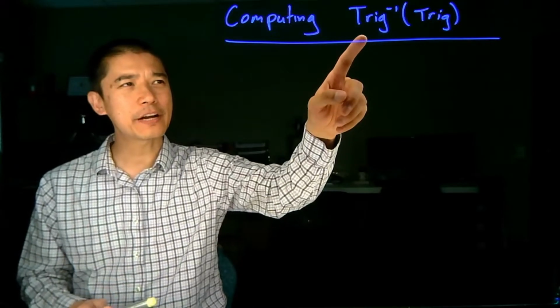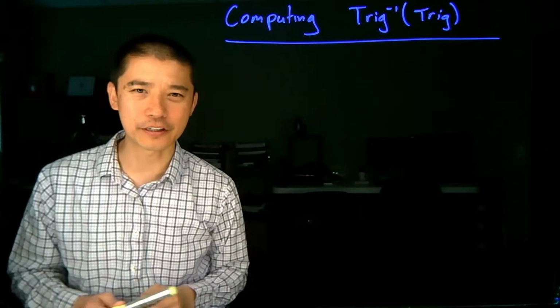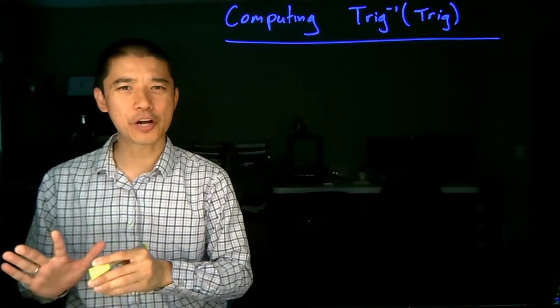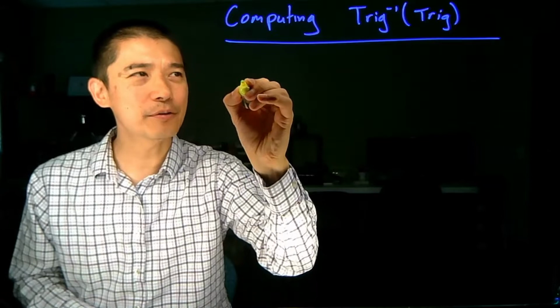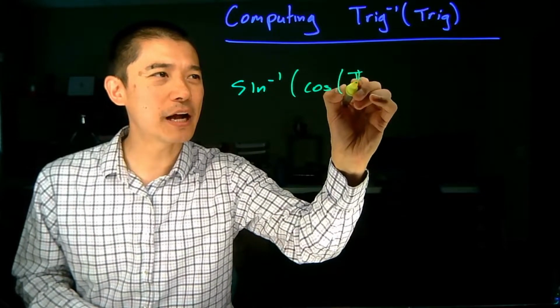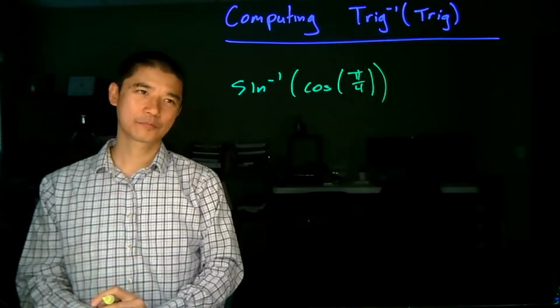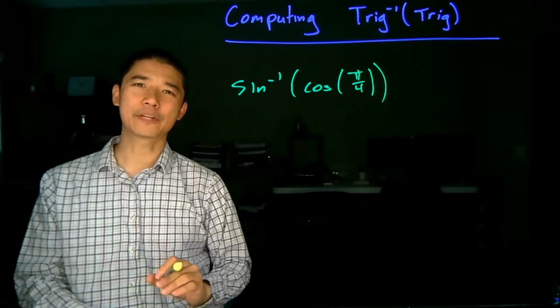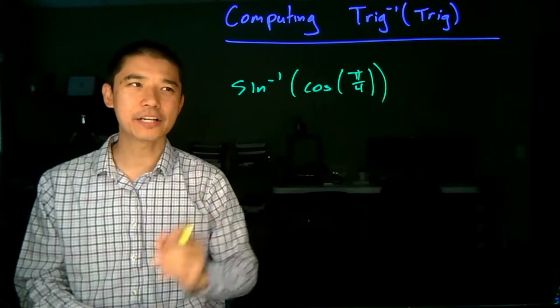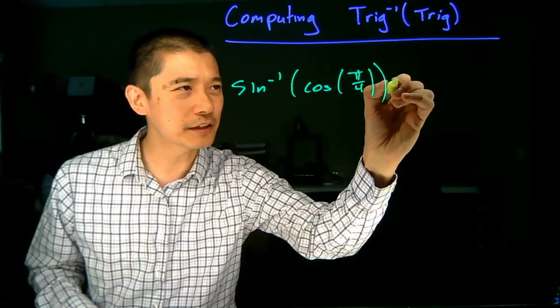So we're going to start off by calculating the inverse trig of a trig function. Now, in this case, it's really just about doing the computation correctly. So for example, if we have inverse sine of cosine of pi over 4. This at first looks complicated, but all we need to do is follow our basic order of operations, start from the inside and work our way out. So let's take a look.